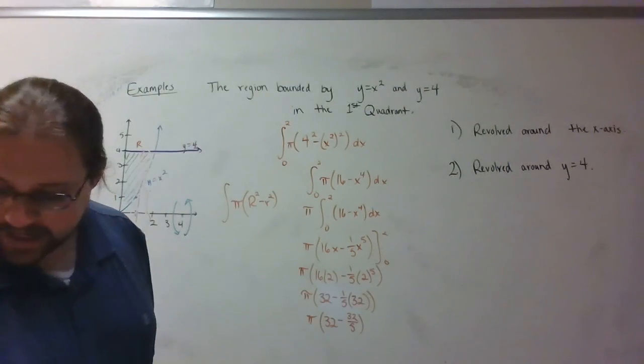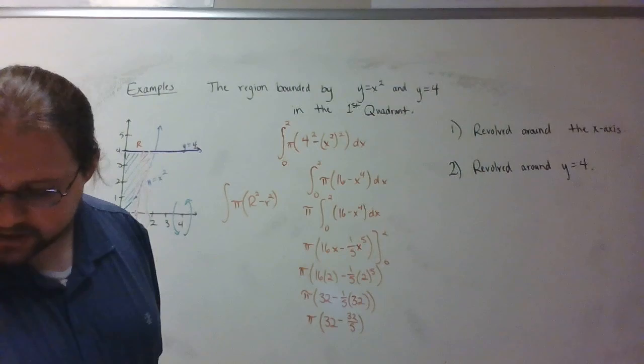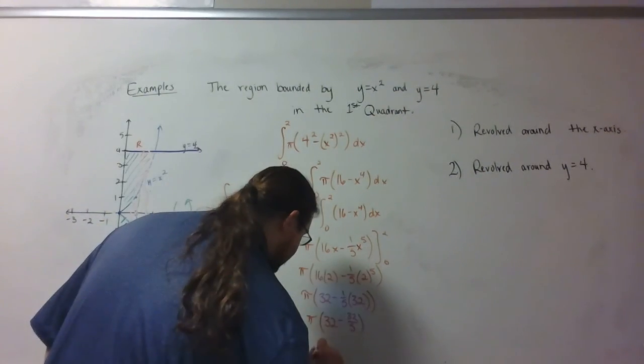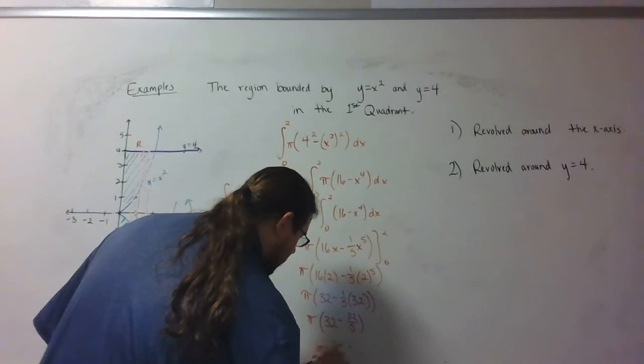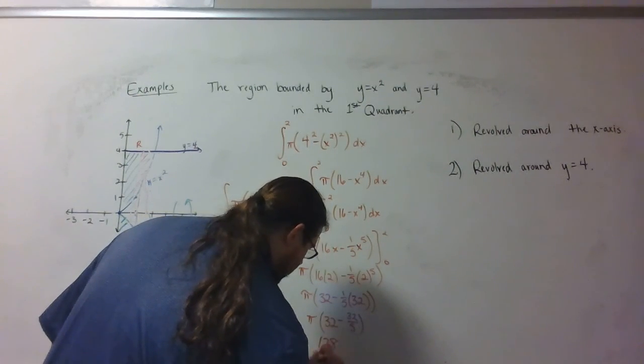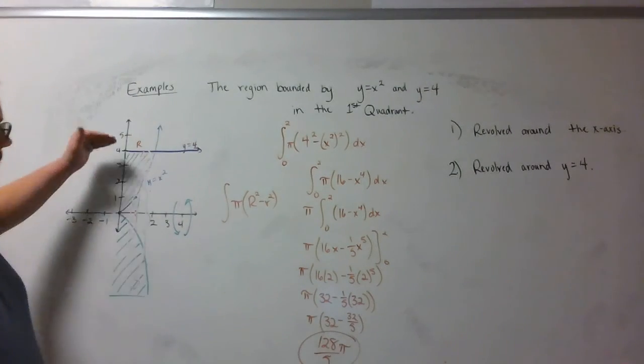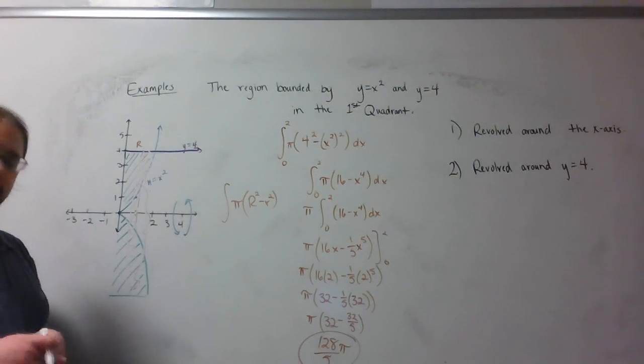So I'm going to just grab my calculator just to be sure. So 32 minus 32 over 5 is going to leave me with 128 over 5. Whoa, I wrote that poorly. 128 over 5, and I can't forget my pi. So that's going to be the volume if I rotate it around the x-axis, okay?